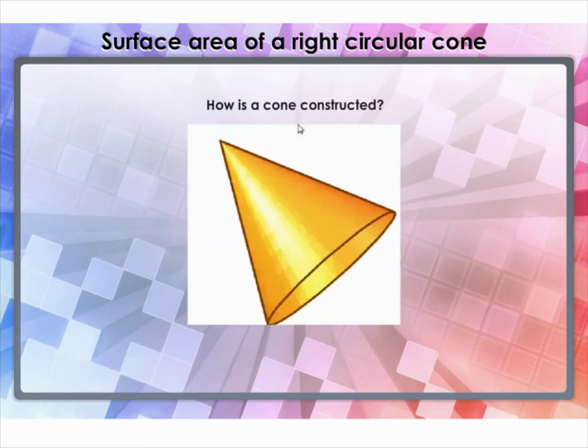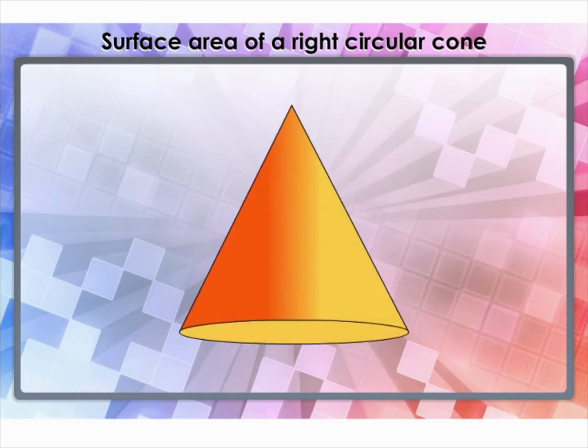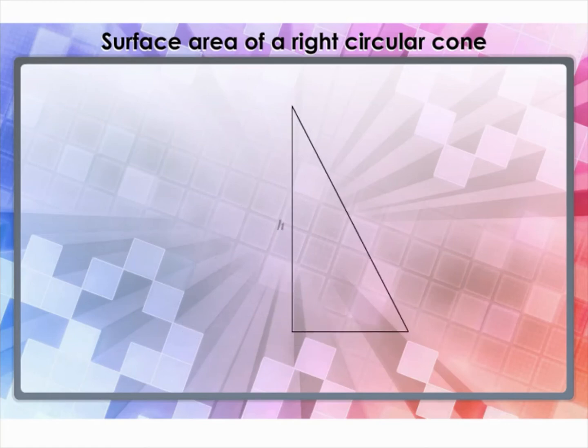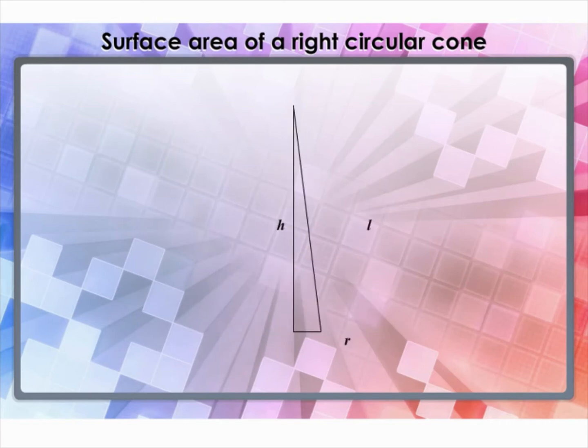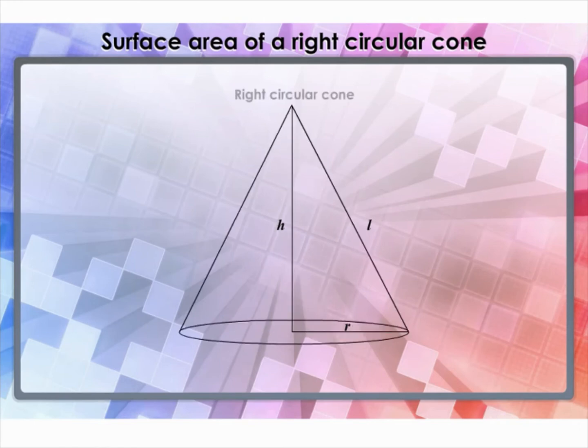Now coming to the cone, it is a solid with a circular base and a curved lateral surface. The point where it tapers is called the vertex. Now let's see how a cone is constructed. Let's take a right-angled triangle. If the triangle is quickly rotated along one of its sides, we can see that a figure has been formed. This is a right circular cone.